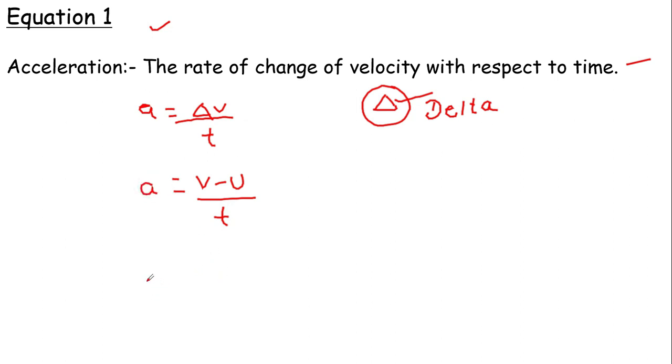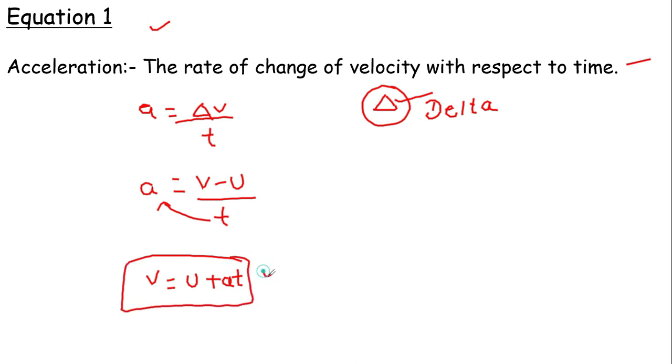If we want the final velocity, we can do some simple calculations and get v is equal to u plus at. Here a and t are multiplied, it becomes at, and when you send u to this side, it becomes u plus at, which is equal to v. This is formula 1. This formula is also used in deriving the third equation.